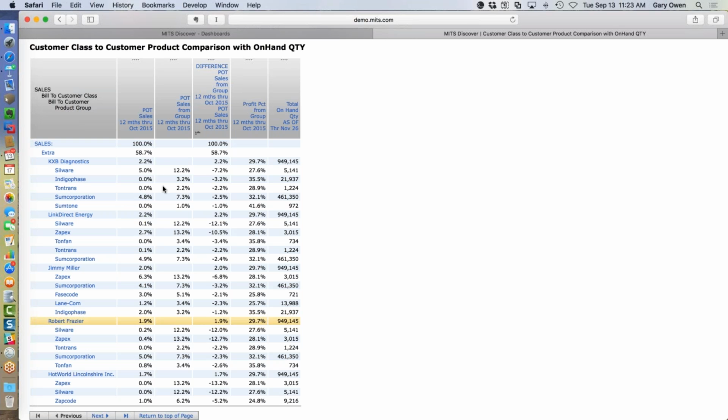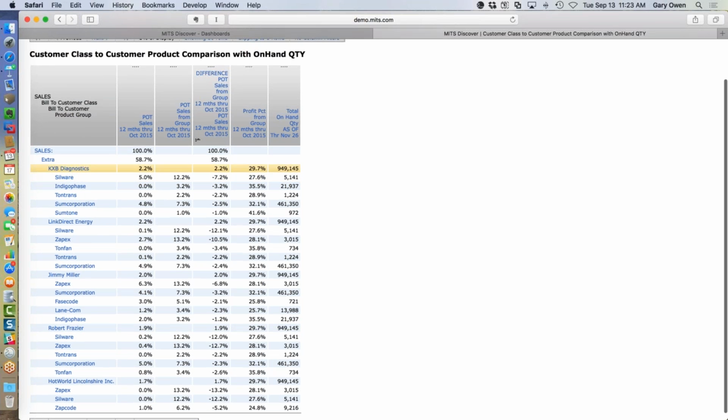So I can scan through this report and see, okay, KXB Diagnostics, 5%. The biggest delta is that people typically spend 12% on this silverware product, but this customer only spends 5%. Here are 2 product groups that this customer doesn't buy at all. So 3.2% versus 2.2%, and we've got 0% over here. So they don't buy it at all. This one's at 35% margin. This is at 29% margin. This one they're buying 5% of that product versus 7%, so other people buy more of it. It's a 32% margin. Okay, that's interesting.